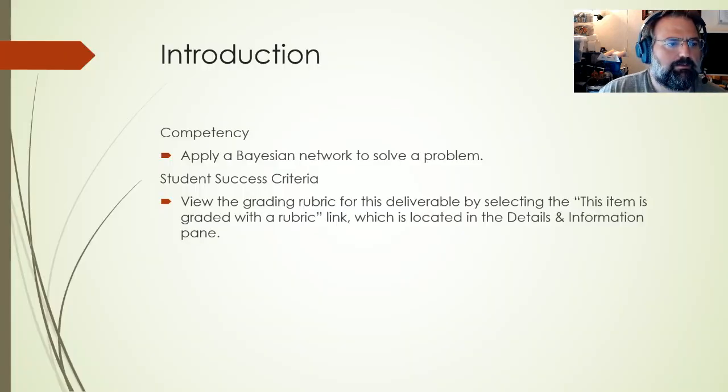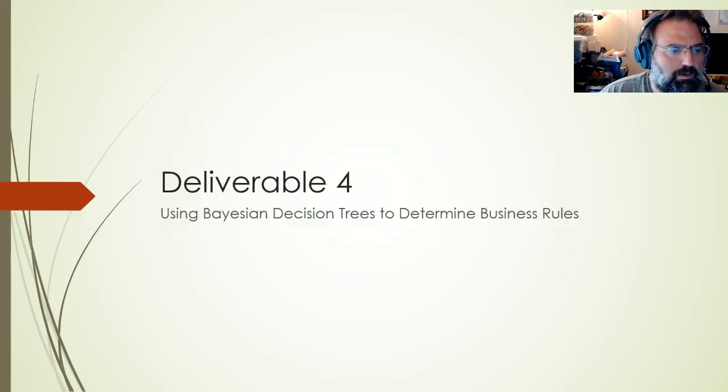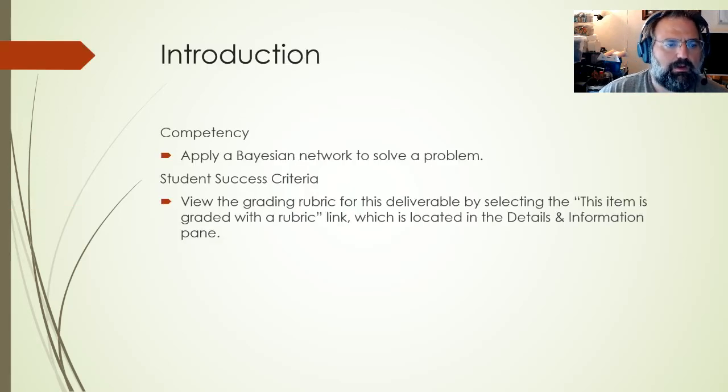Back to the assignment. So deliverable 4, using Bayes decision trees to determine business rules. And this is where I get confused with this one, because they're different things. Apply Bayesian networks to solve a problem. There'd be some bonus points in that if I could give out bonus points to see if it could be done. Instead, what you're going to do is talk about Bayes networks and then talk about decision trees.